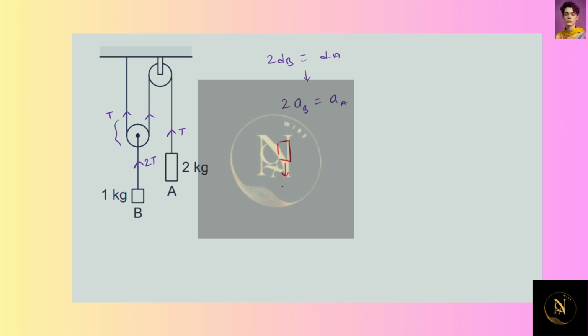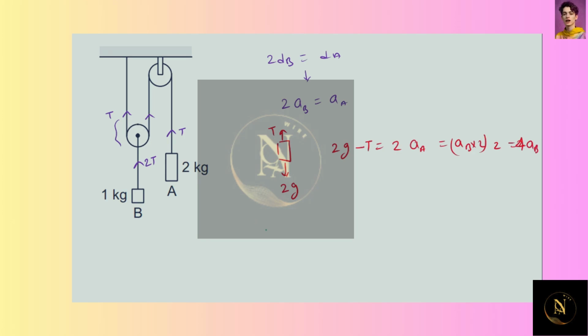Now let us discuss the free body diagram of each block. This is block A. 2G force downward due to gravity and the tension T upward due to the rope. So the total force downward is 2G minus T, which will be equal to mass times acceleration. Mass is 2 and acceleration, let us say A, which is equal to AB into 2, and this 2 here, so it will be equal to 4 times the acceleration of B.